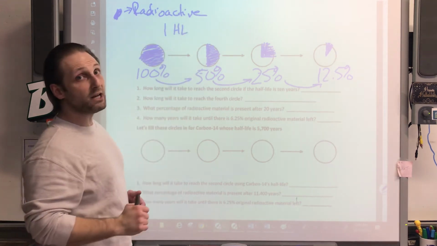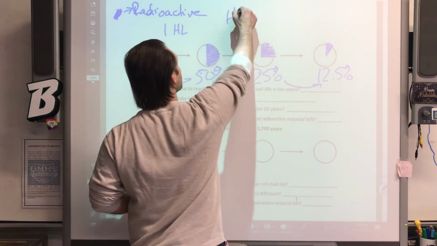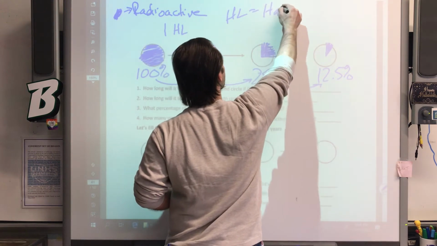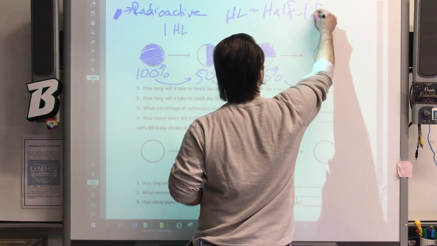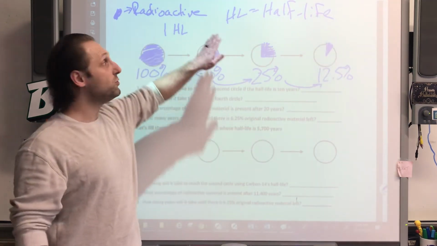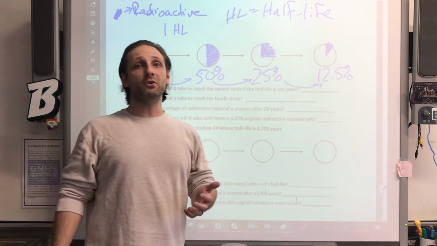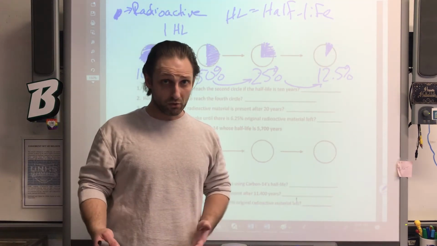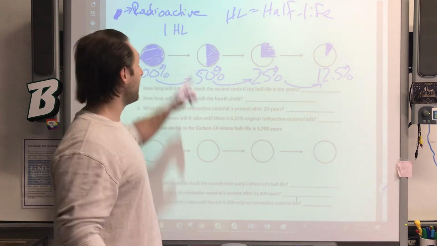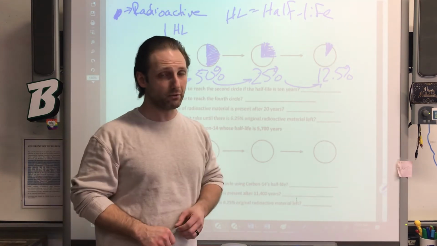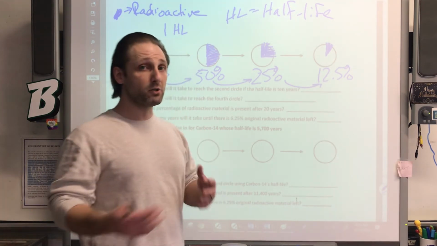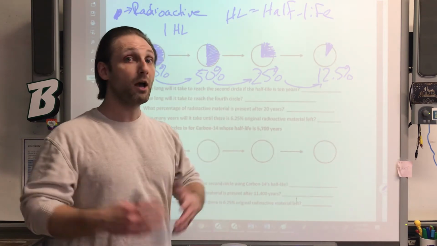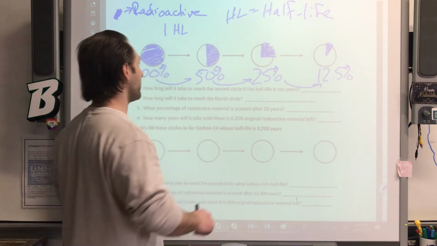I'll define HL. By the way, when I do these things here, I'll let you know, as I always do, whether you can do something like that on the Regents. No, you cannot abbreviate HL for half-life. You will have to write half-life out. But for our notes, this is a way for us to maybe abbreviate and get through it a little quicker.